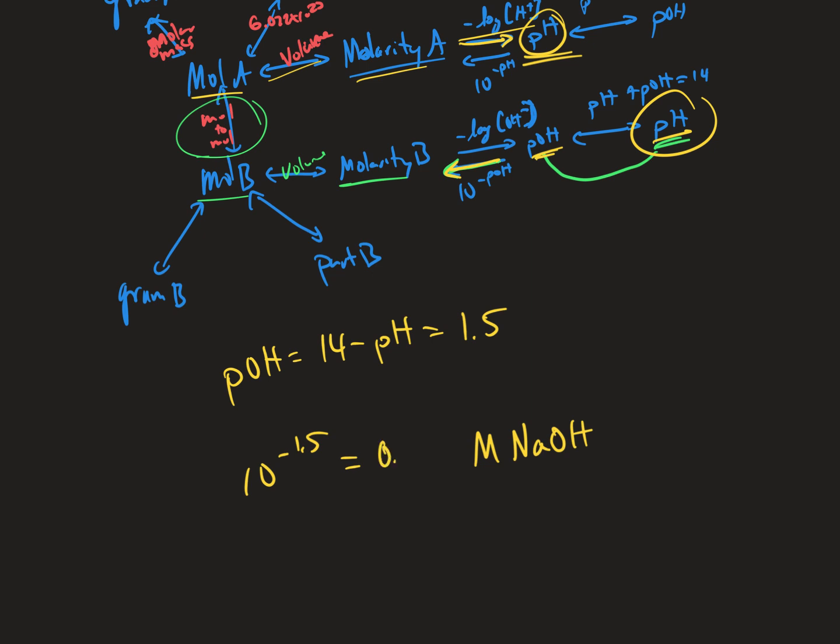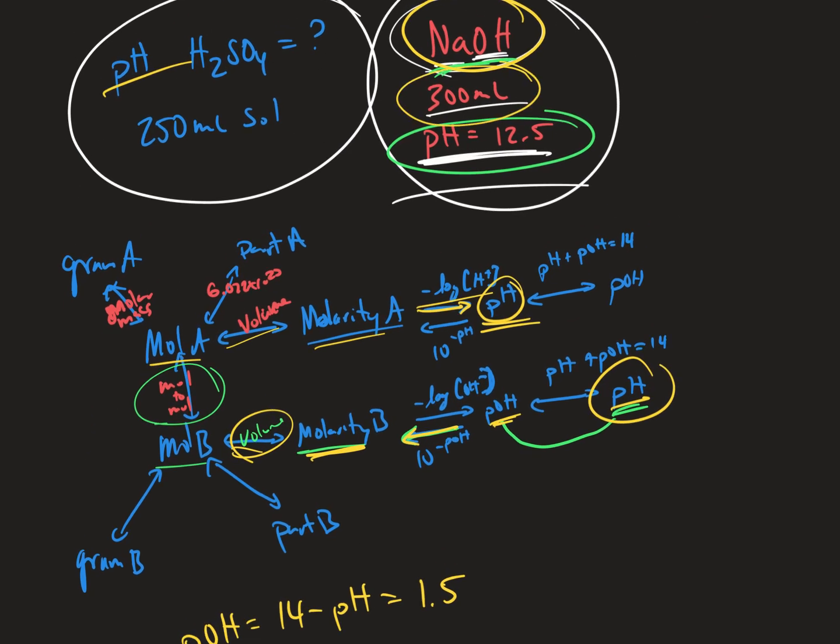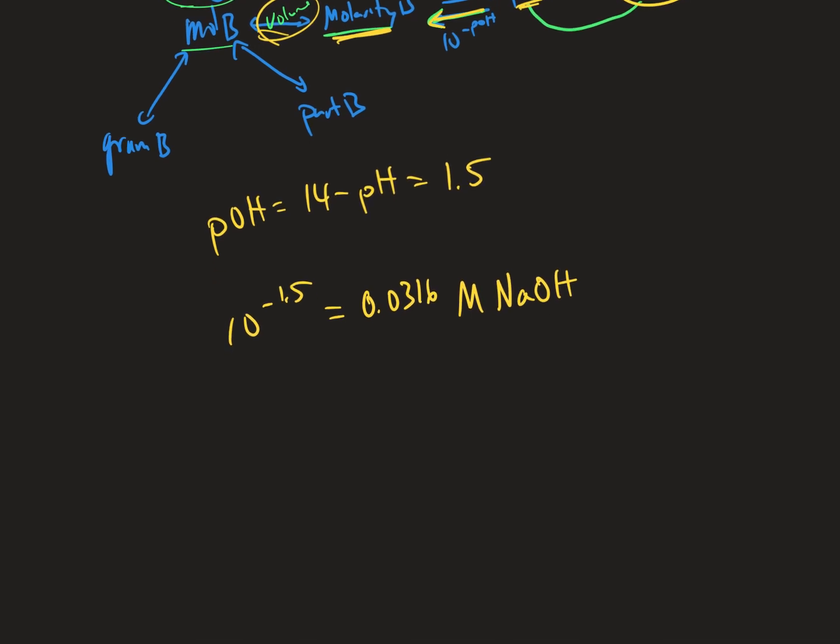So 0.0316. And you can write it as molarity or just moles per liter, right? And so from here, we have to deal with the volume. Good, we know the volume. So we have 0.0316 moles of NaOH per 1 liter of solution. You following?